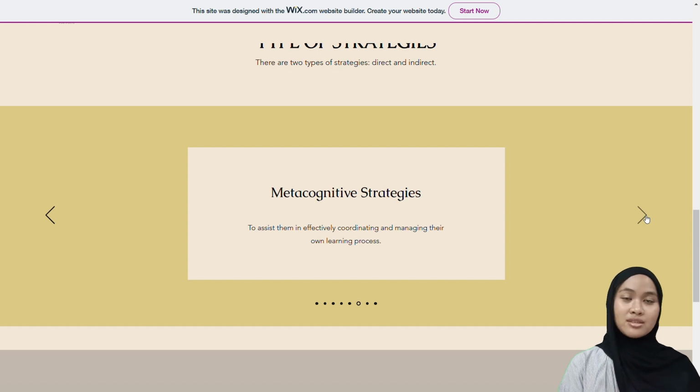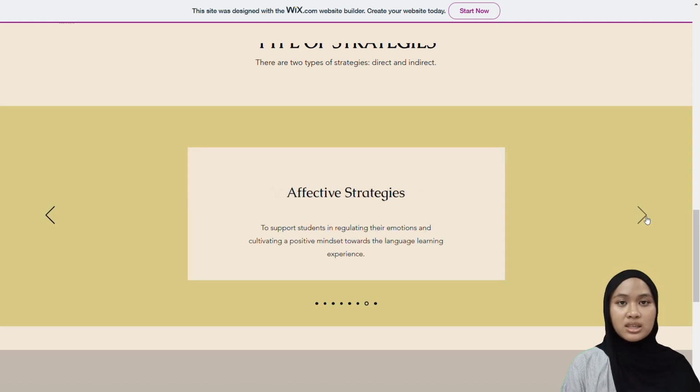So, for the indirect strategies, we also have 3 strategies. First, we have metacognitive, which assists them in effectively coordinating and managing their learning process as it relates to organizing, planning, and monitoring. This will help them coordinate the learning process by centering, arranging, planning, and evaluating their own learning. This helps the learner to control their own learning as they will be able to plan what their learning strategy should be.